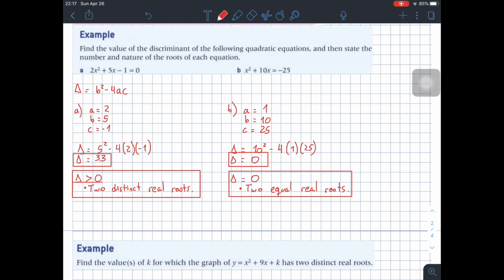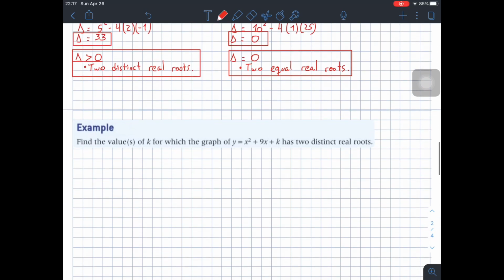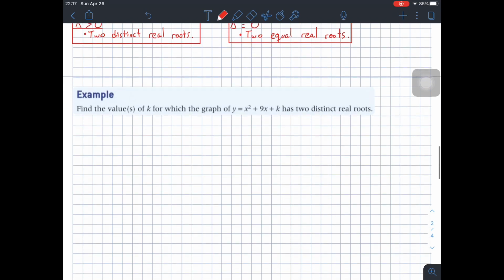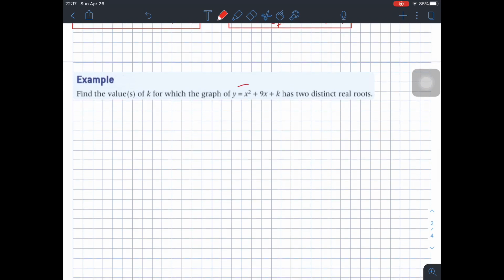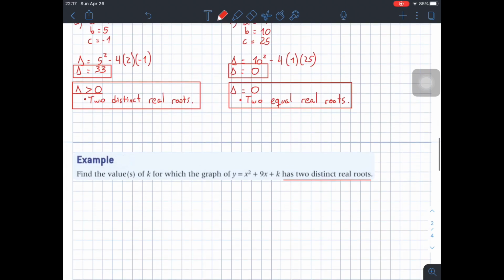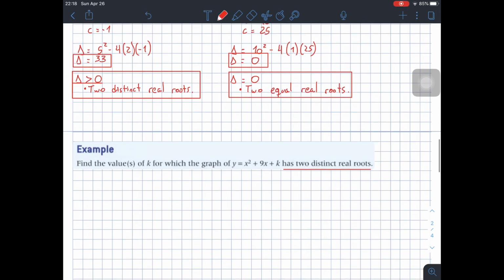Okay, finally, we're going to see this example. It says, find the value or values of k for which the graph y equals x squared plus 9x plus k has 2 distinct real roots. Okay, so try to think about this condition over here, two distinct real roots. How does our discriminant need to be in order to have two distinct real roots? To have two distinct real roots, this is the condition, the discriminant should be greater than 0. So let me write that, discriminant greater than 0.